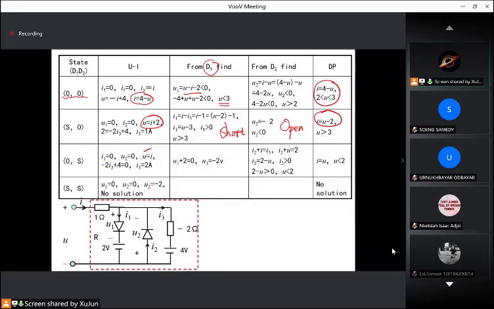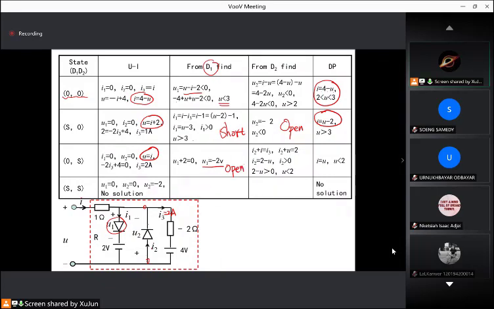The UI relation, this is the UI relation. And this is short, so we can find the I3 easily. It will be minus 2 ampere. This will be 2 ampere. And because this is short, so this will be 0 watts. So this U1 will be minus 0. So the U1 will open automatically.